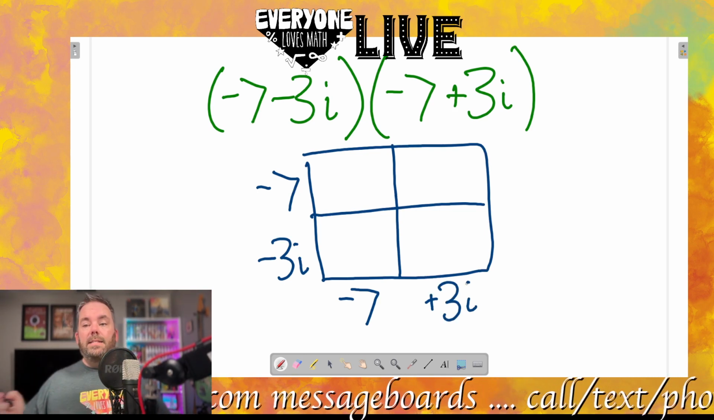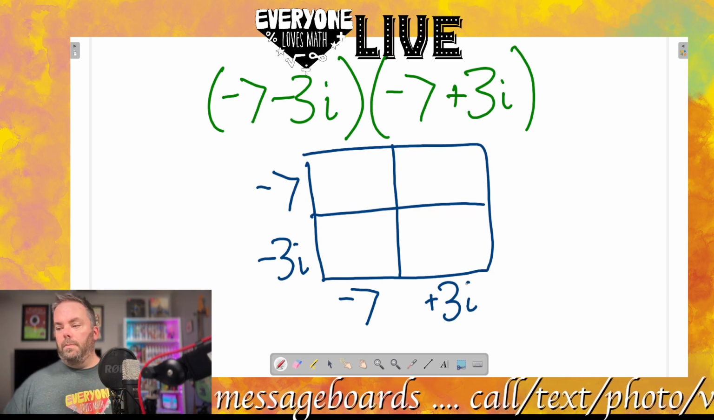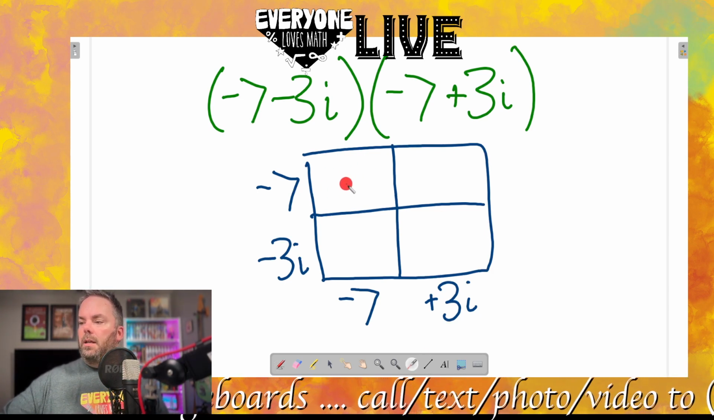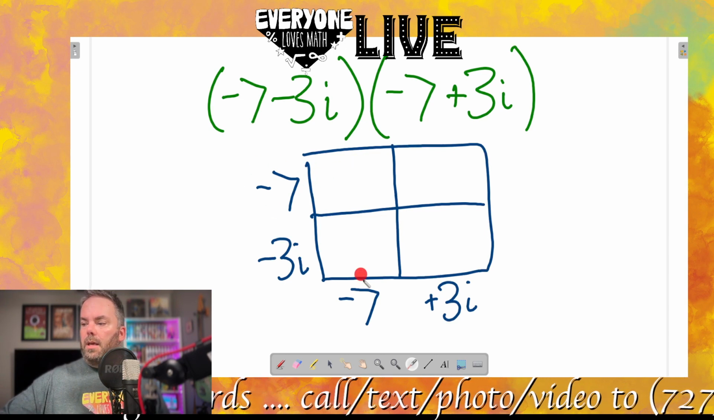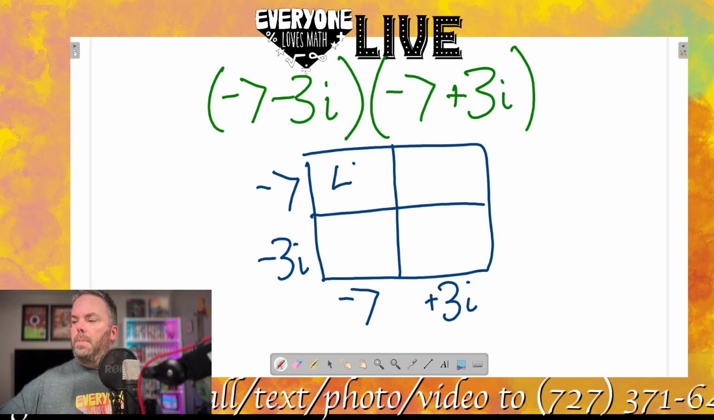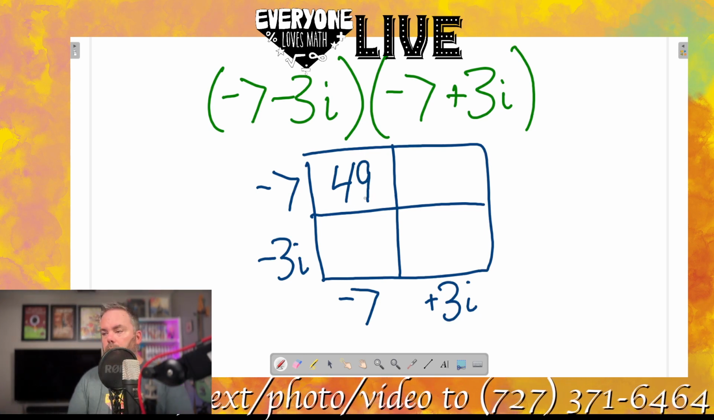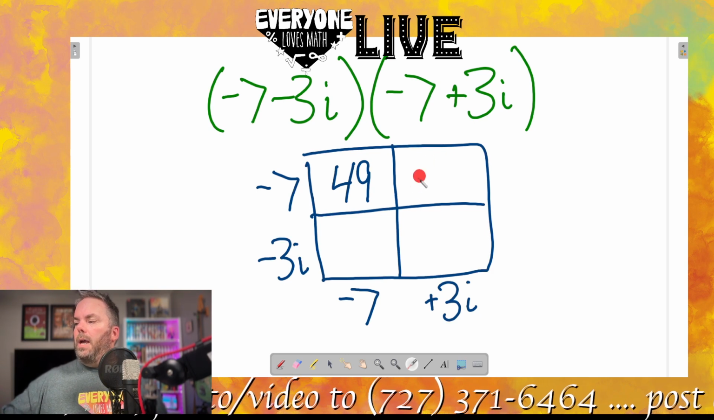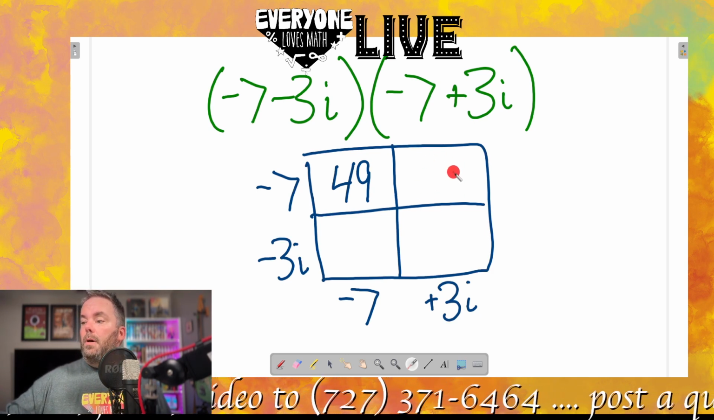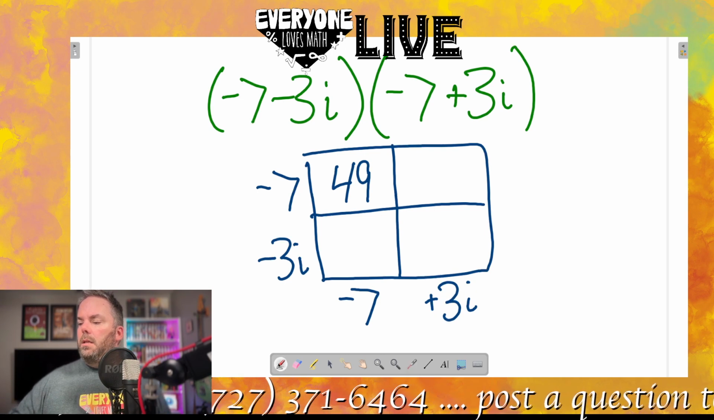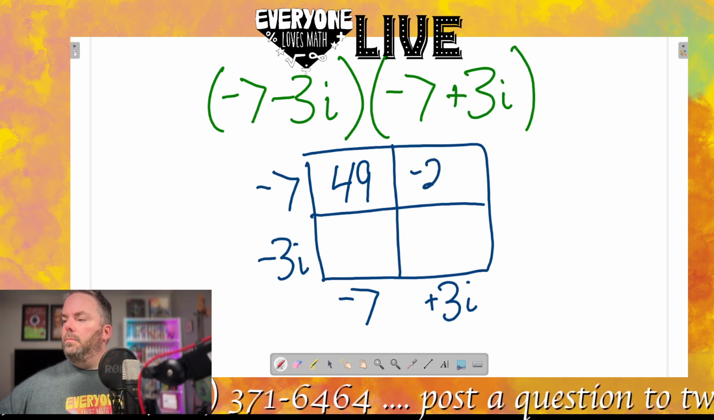All right, so let's see what happens when we multiply these out. So, first box right here comes from multiplying negative 7 and negative 7. Negative times negative is positive. This would be positive 49. All right, how about upper right? Well, this box would come from multiplying negative 7 and positive 3i. So that's going to be negative 21i.